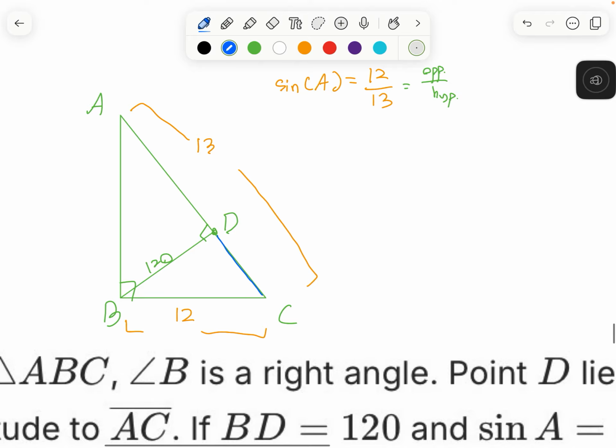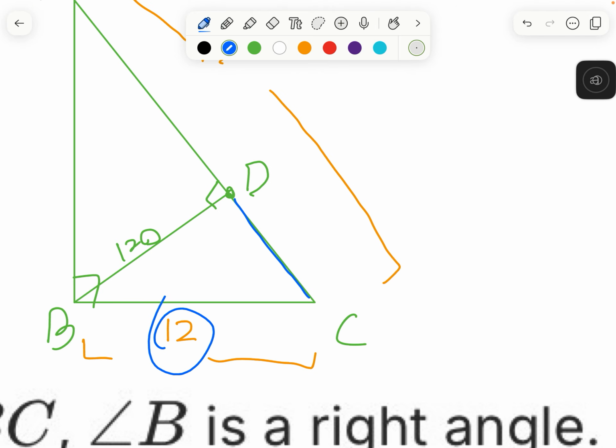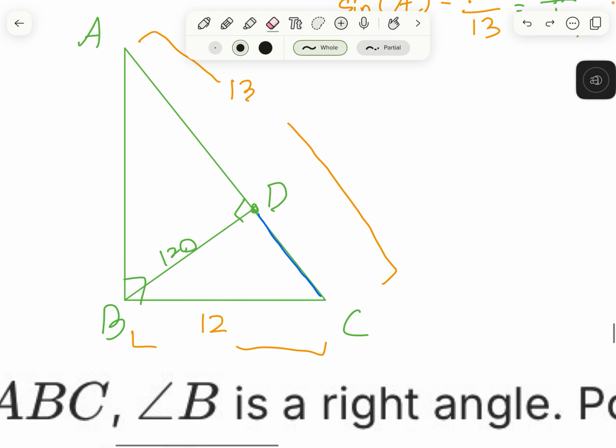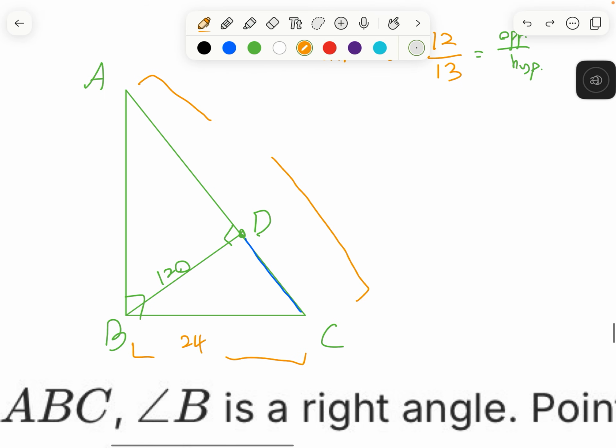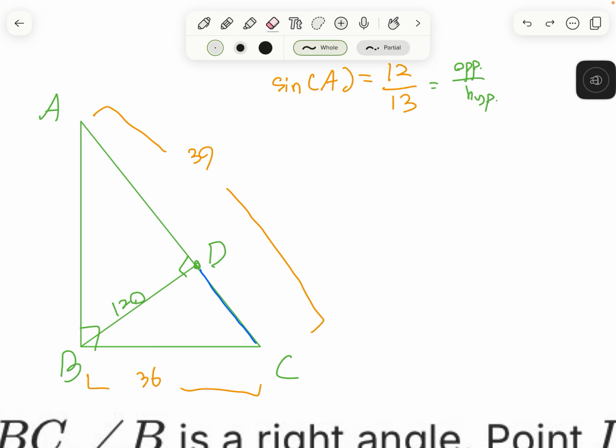Now, here's the key thing to realize. This doesn't have to be 12. It could be, and actually I'll do some testing here just to show you the point. It could also be 24 over 26. Likewise, this could also be 36 over 39, because that ratio, 36 to 39, is always 12 over 13.